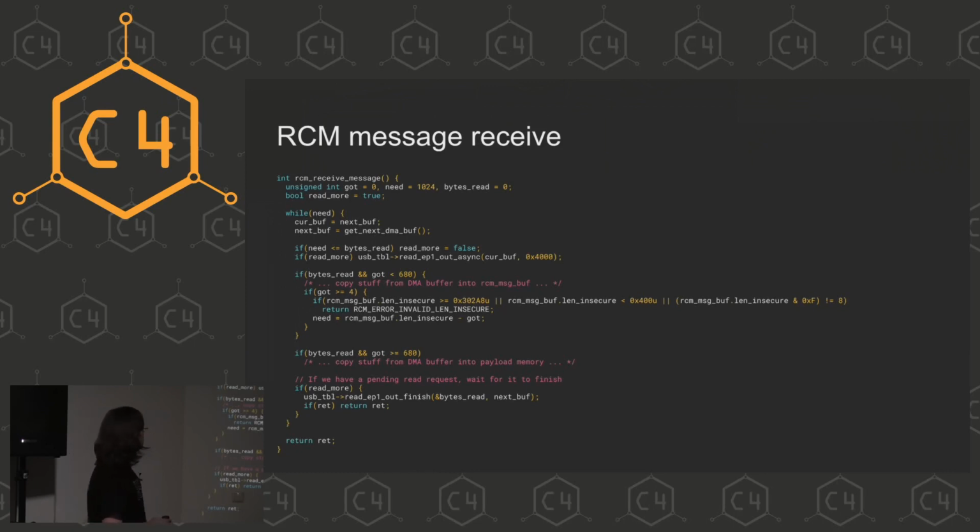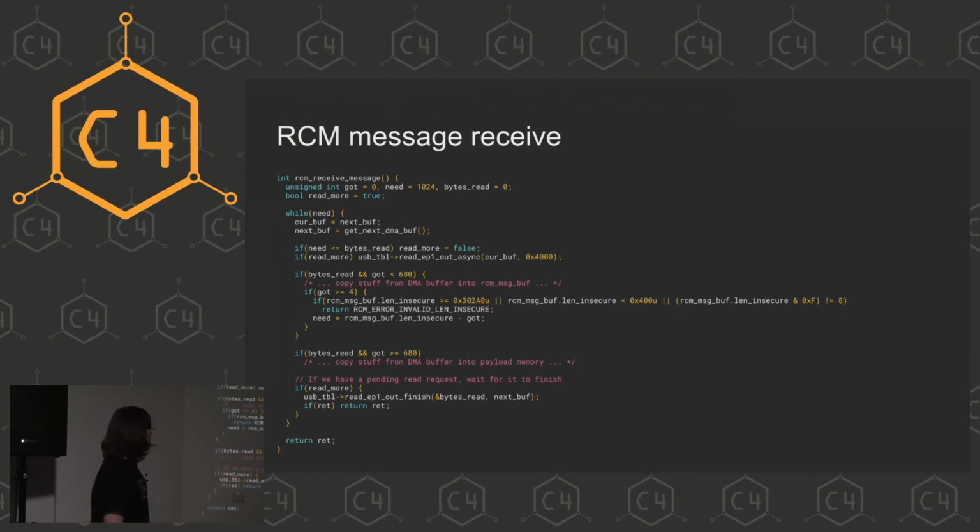In the first loop, this again is a while loop. In the first loop, it's going to determine that it needs to read more stuff because it hasn't received anything yet. So it's going to skip this part. Then it's also going to skip this part, more on that later. And then it has to wait for the read request to finish, because as I said, it's asynchronous. It tries to process data at the same time while receiving the next chunk of data at the same time.